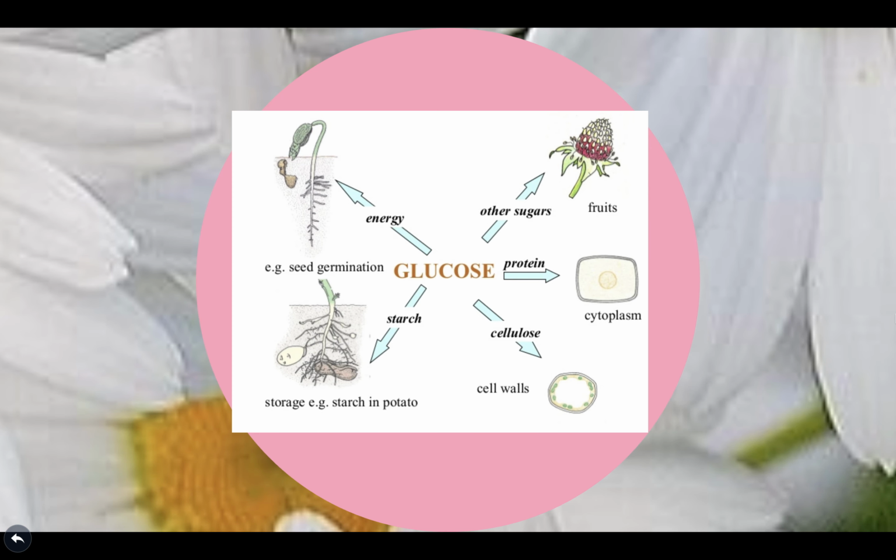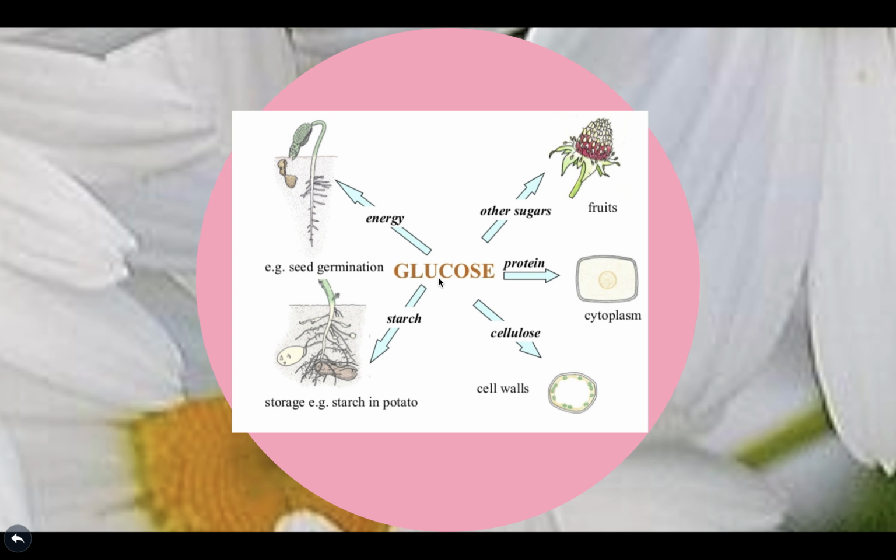Also, through cellular respiration, plants can turn the glucose that they made from photosynthesis and convert it into a form that they can use for other cellular processes, such as seed germination. The glucose that isn't used by the plant is stored in molecules such as starch. Storage is important because a plant can use it for energy during the night when photosynthesis can't occur.